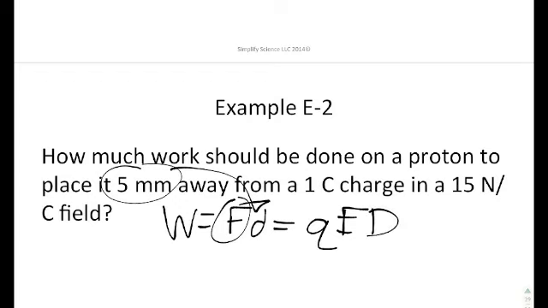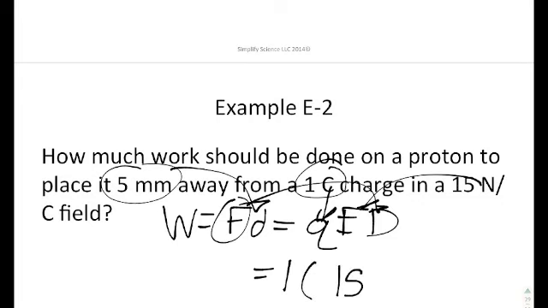And if you look, I have Q, I have E, and I still have D. So in this case, I would say 1 coulomb charge times a 15 newton per coulomb field times 0.005. Whenever you multiply all those things out, you get a very small value of about 0.0075 joules.